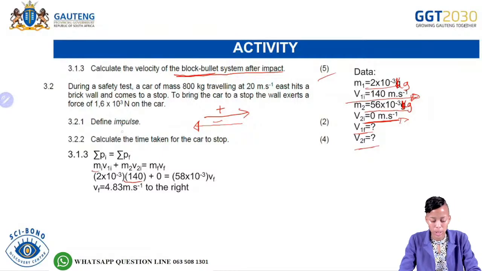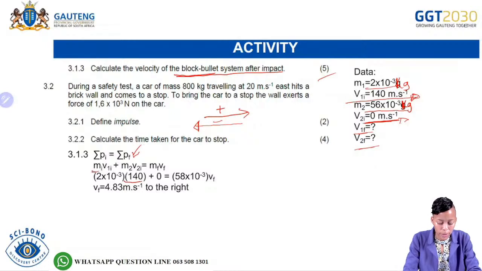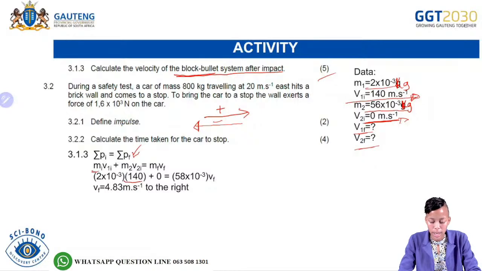So when you start your calculation, remember you need to start with the formula. That would be the sum of the momentum before the collision is equal to the sum of the momentum after the collision. So from there, your initial mass of the bullet was 2 times 10 to the power of -3, and your initial velocity was 140 meters per second, to the right.